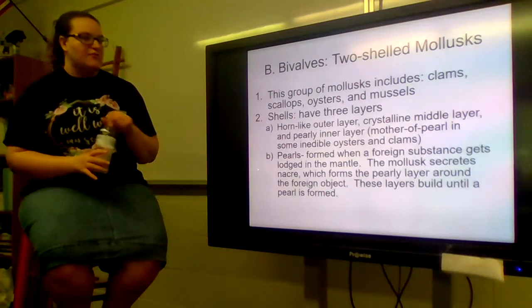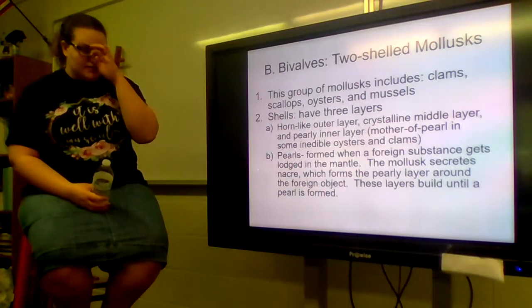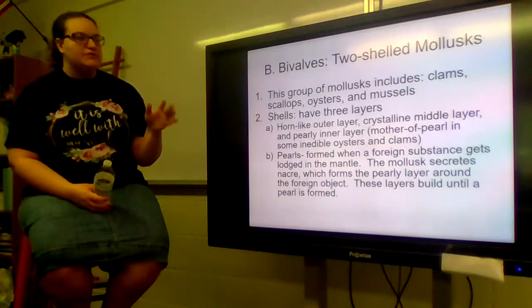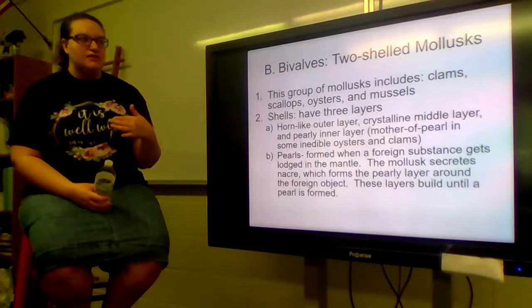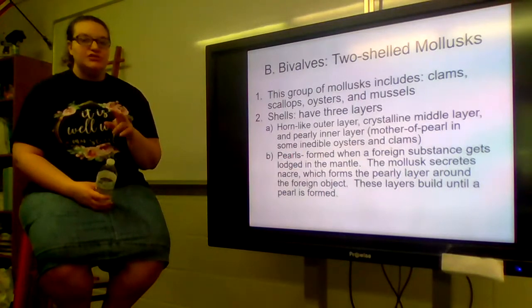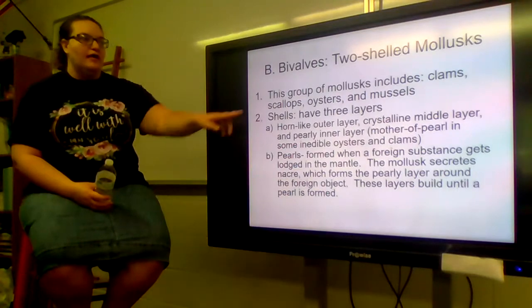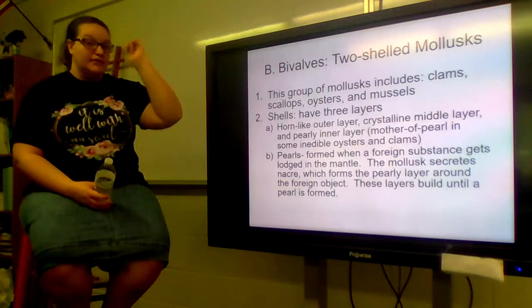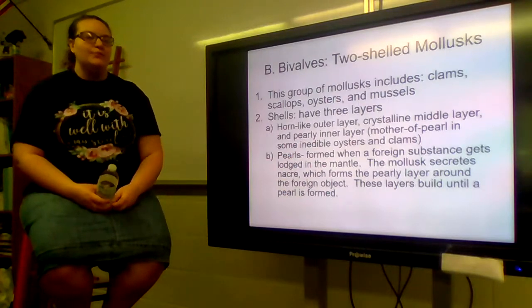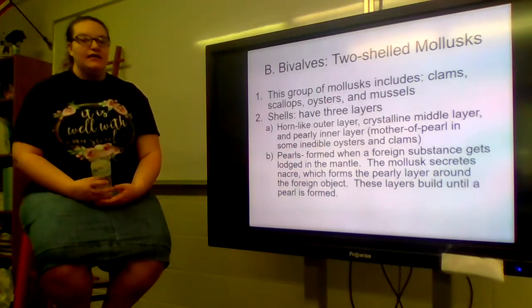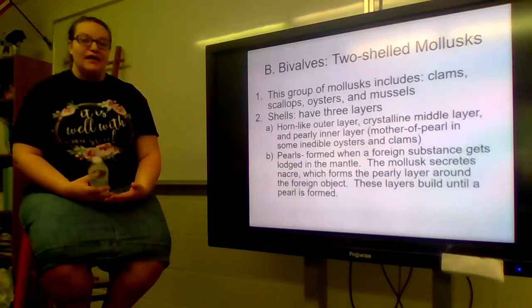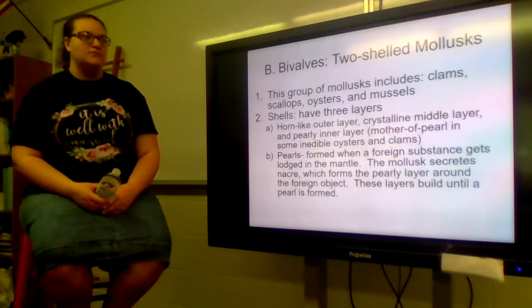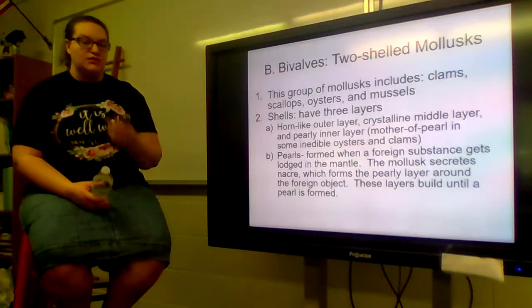Bivalves, that's what we're going to talk about first. This is the group of mollusks that includes clams, scallops, oysters, and mussels. Now bivalves are 2-shelled mollusks, okay? If you remember back to 9th grade, when we talked about prefixes in science, bi or di means 2. So with bivalves you're dealing with 2-shelled mollusks.